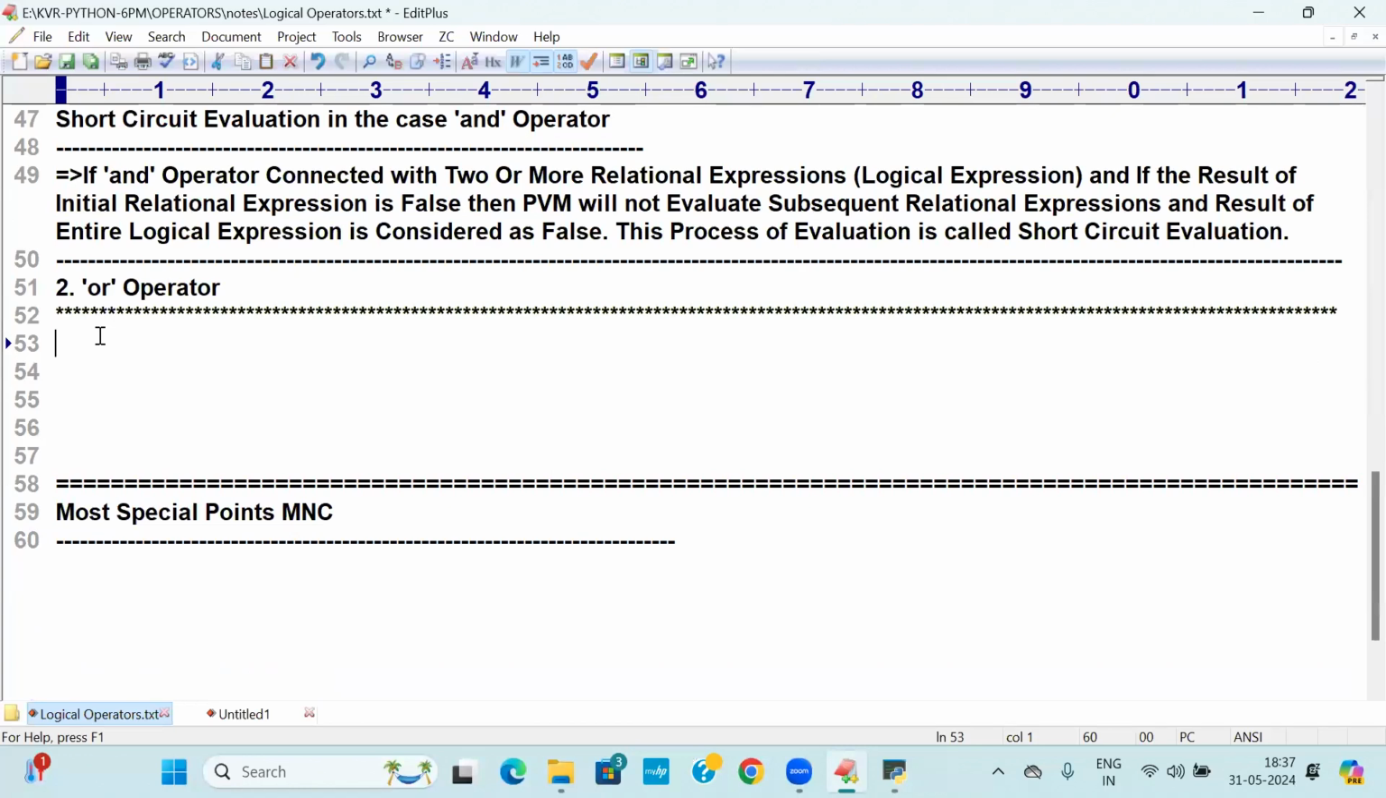Syntax of the OR operator: relational expression 1 or relational expression 2. What does this OR say? If either one of these relational expressions is true, the total result is true. If both of them are false, the result is false.